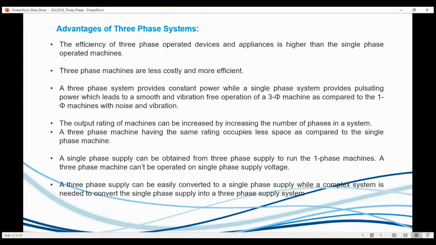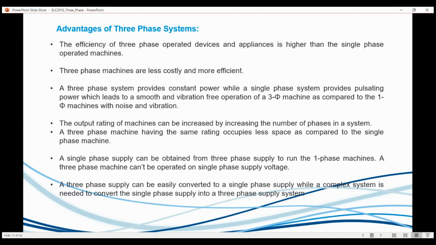compared to single phase. Furthermore, three-phase systems are typically smooth and vibration free, which you can compare to your diesel and petrol generators, your single phase, which are typically more noisy and have higher vibrations.